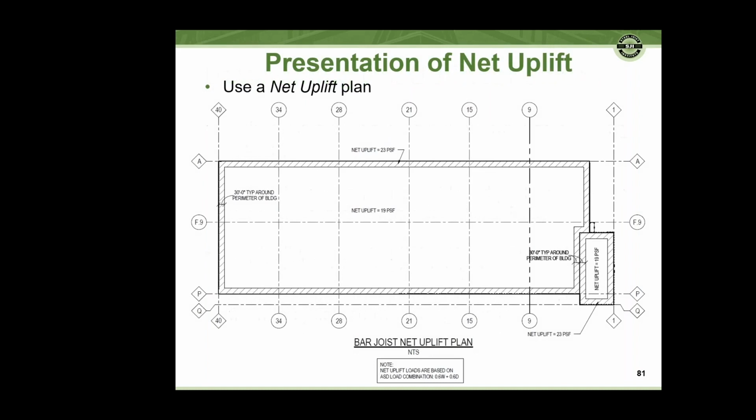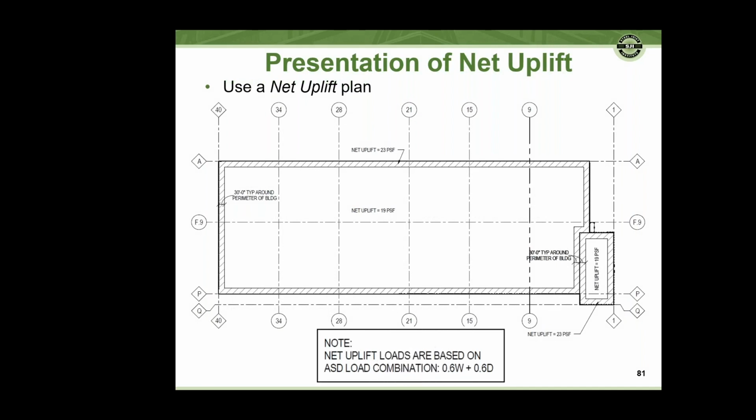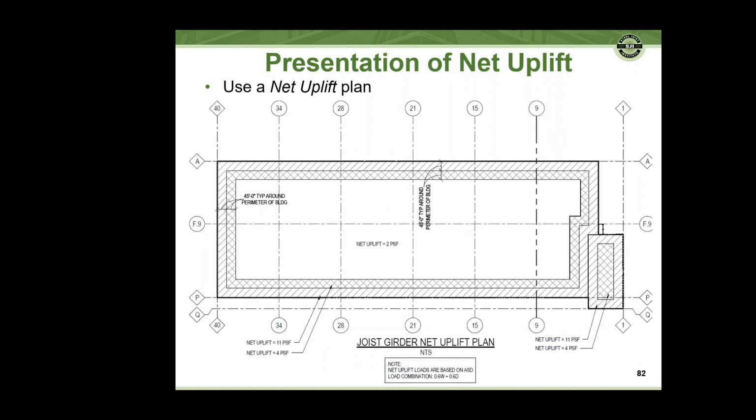This is an example of what a net uplift plan might look like for joists, where the note at the bottom here not only provides the net uplift and pressure, but even clarifies that the net uplift shown is the resultant of the load combination of the 0.6 wind plus the 0.6 dead. So the joist manufacturer's clear that that's already been accounted for in the numbers provided. If there is a different uplift diagram for girders, it would be shown like this. It would be slightly different, but similar for girders.